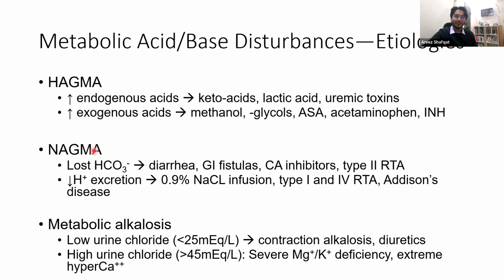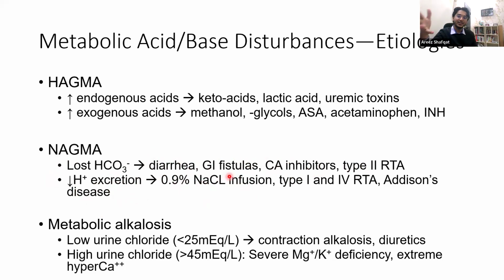For normal anion gap metabolic acidosis, you always think of loss of bicarbonate, either in the GI tract through diarrheas, or acetazolamide, which inhibits carbonic anhydrase and loses bicarbonate in urine. GI fistulas, the same concept. Type 2 RTAs block bicarbonate reabsorption. They're associated with a deficiency of a transporter called sodium bicarbonate cotransporter. Bicarbonate is lost in urine, okay? Or you think of decreased acid excretion, such as in normal saline infusion.